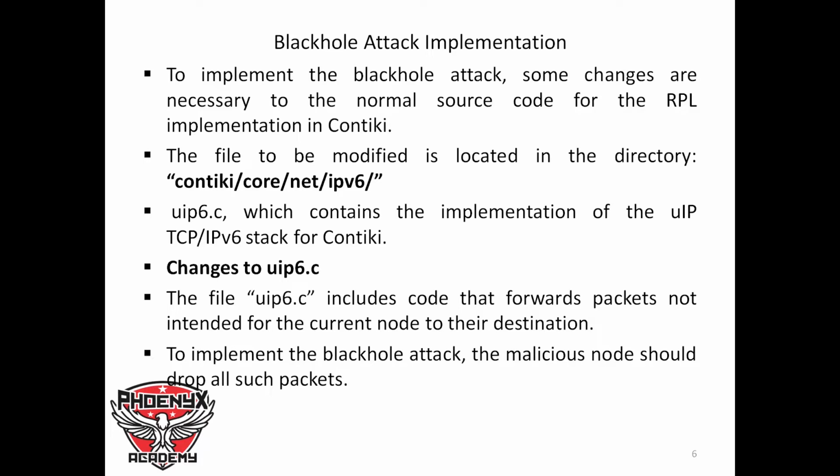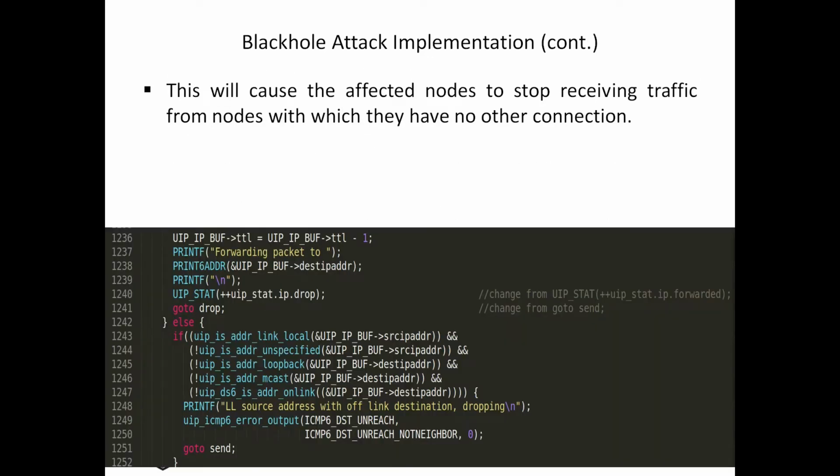This file contains the code that forwards packets not intended for the current node to their destination. To implement the black hole attack, malicious nodes should drop all such packets, and this will in effect create the black hole attack scenario. So in line number 1240, we have the uip_process.